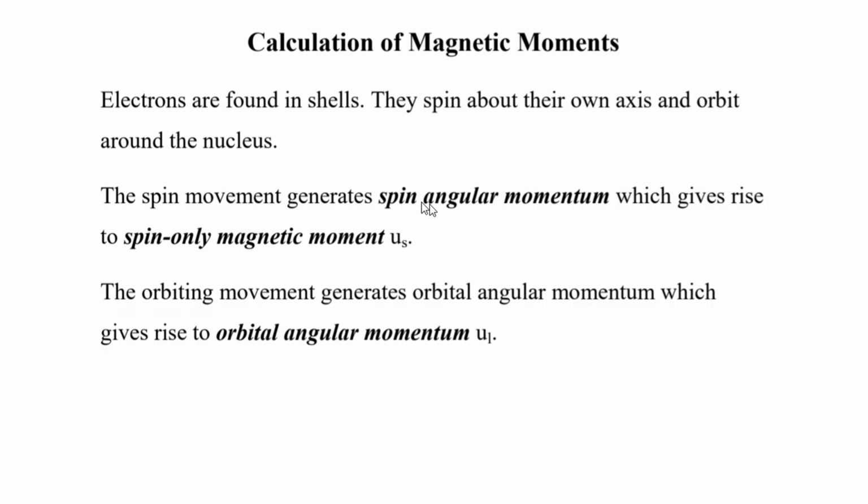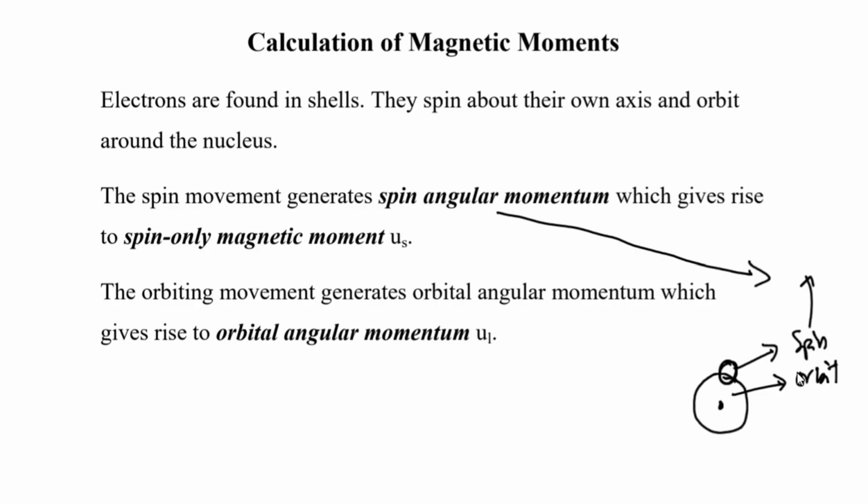So basically electrons are found in shells, right? They spin about their own axis and orbit around the nucleus. You can think of it like this: we have the nucleus at the middle, and we have the electrons. The electrons spin about the axis, and they orbit around the nucleus also. This spin movement generates what we call spin angular momentum, and this orbital movement generates the orbital angular momentum.